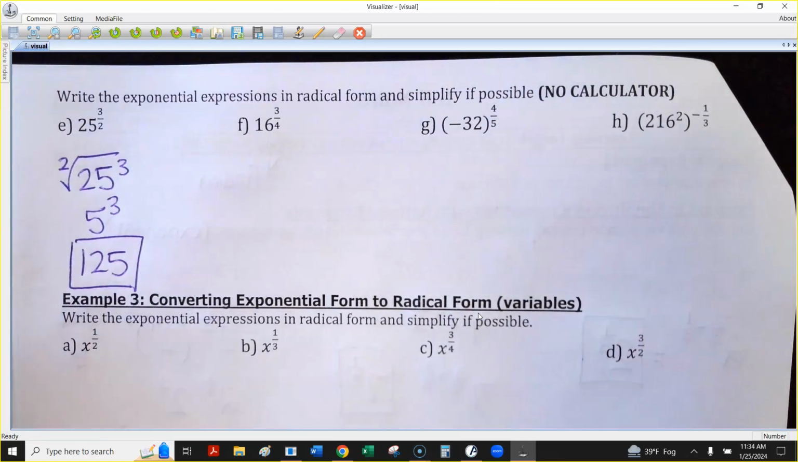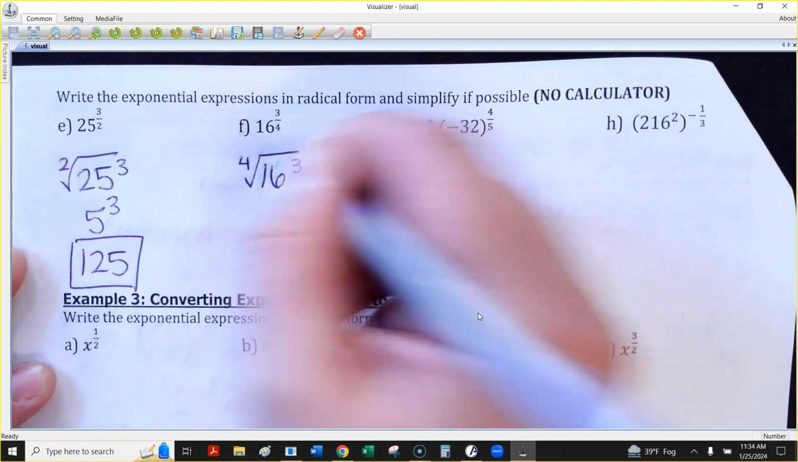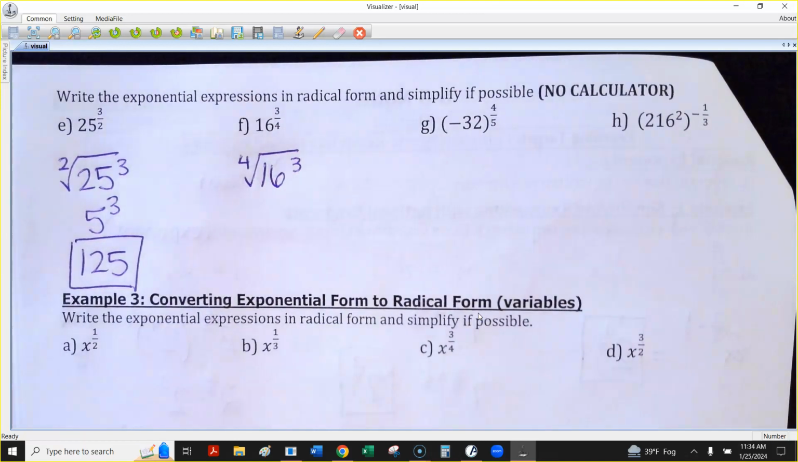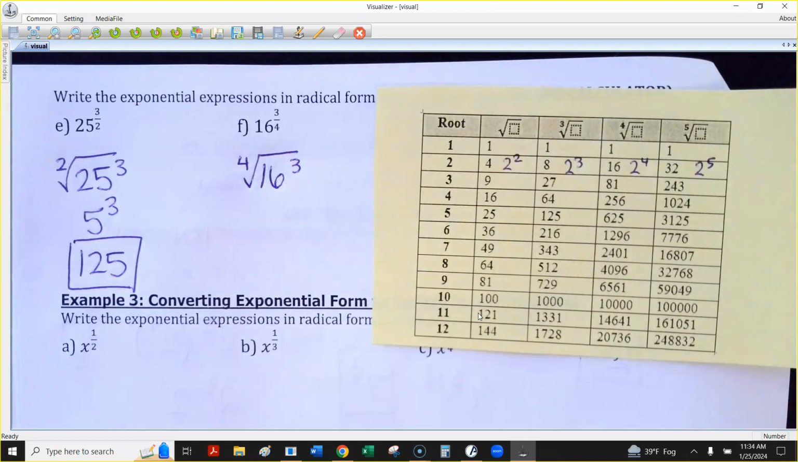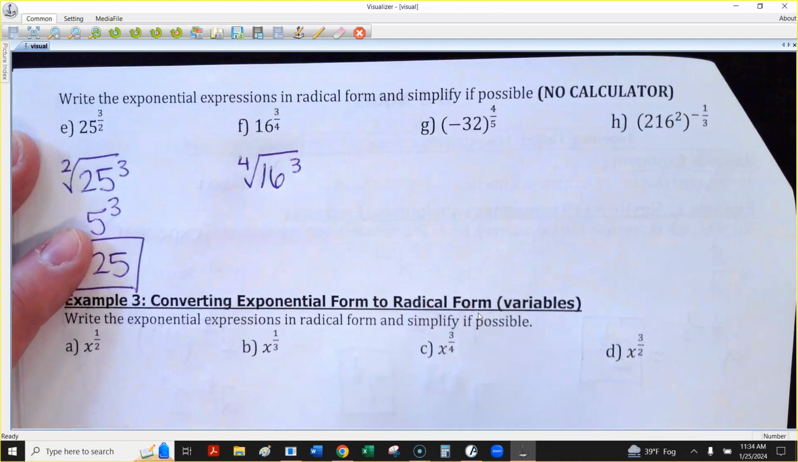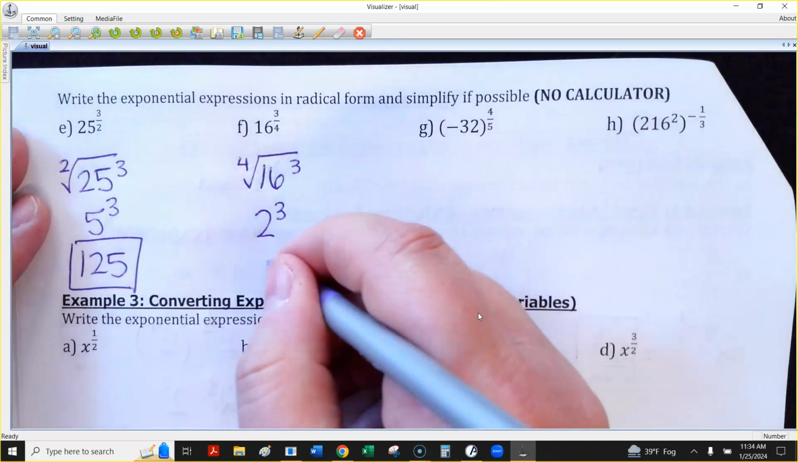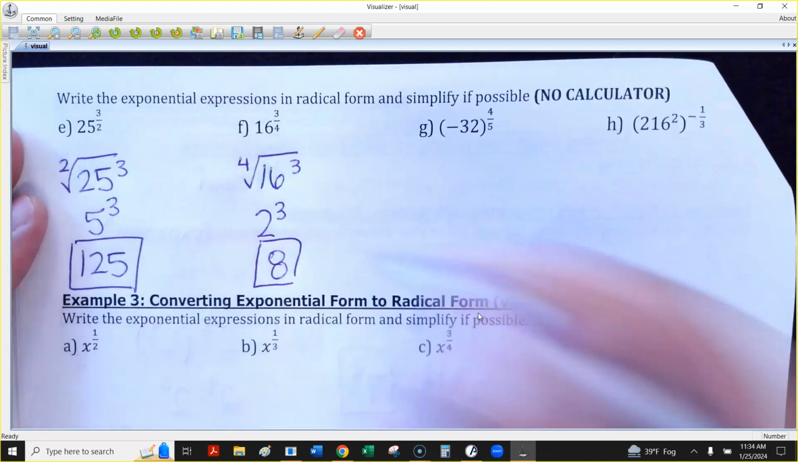All right, so bottom out, I'm going to do the 4th root of 16 to the 3rd. If it's a 4th or a 5th, you might not be super familiar with these numbers, so feel free to use that little yellow card. Anybody know the 4th root of 16? 2. So this is really 2. Then you take it to the 3rd power. 8 must be the number of the day because that's the answer to this question too.